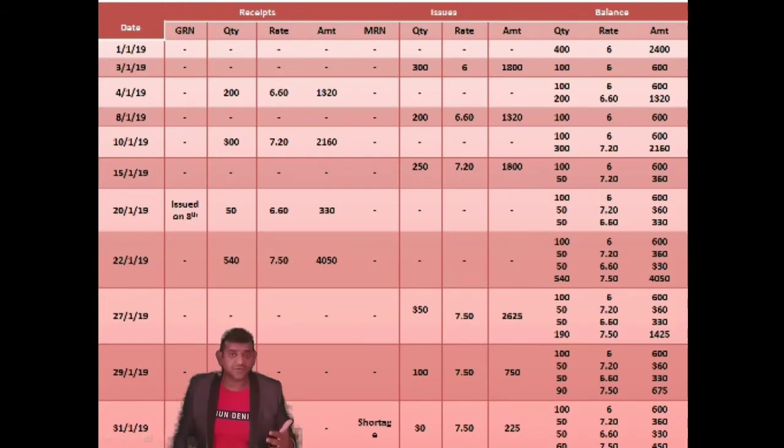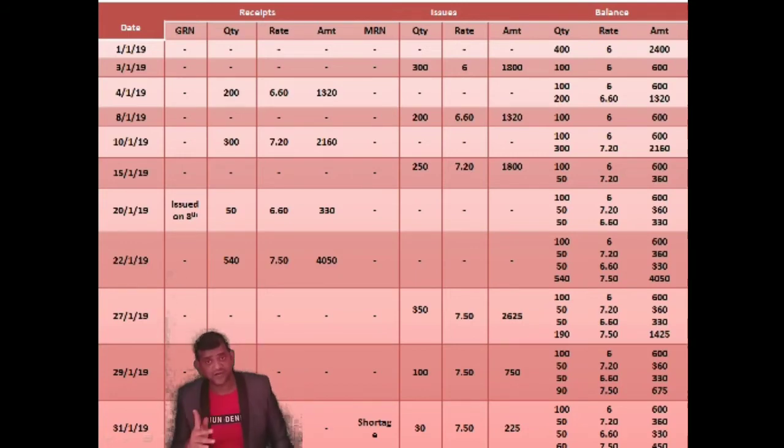So the bottom is 300 units at rupees 7.20. Out of that I'm issuing now 250 units. So under issues, MRN nil, quantity 250 units at rupees 7.20 per unit. 250 into 7.20, that amount comes to 1,800 rupees. So the balance is 100 units at rupees 600, and out of 300 I have issued 250 units, so left out is 50 units at rupees 7.20, that is 360 rupees.